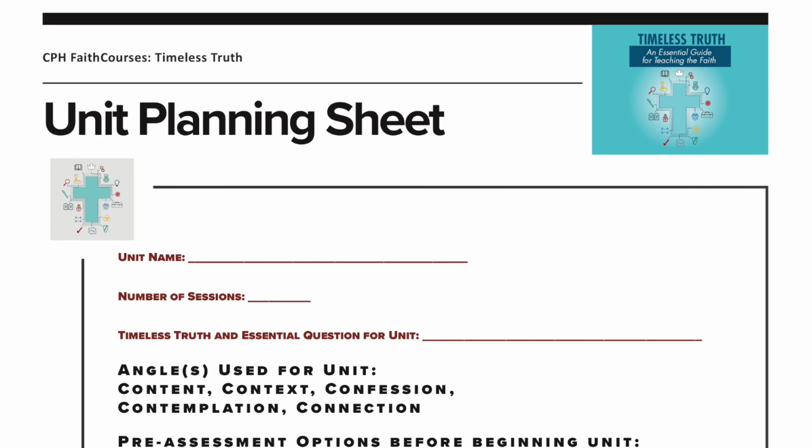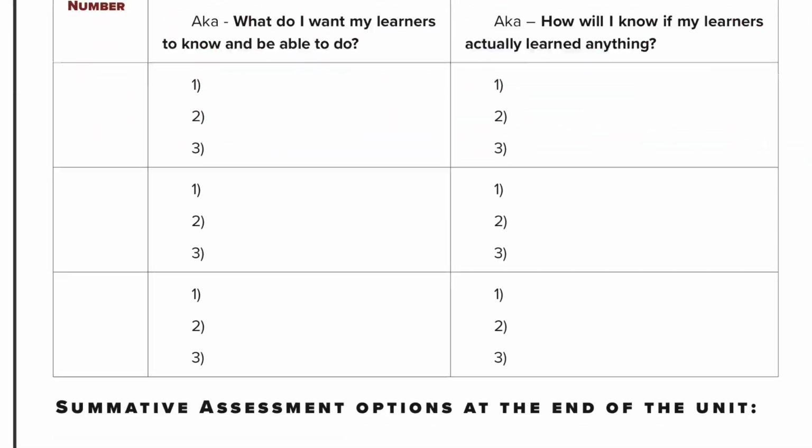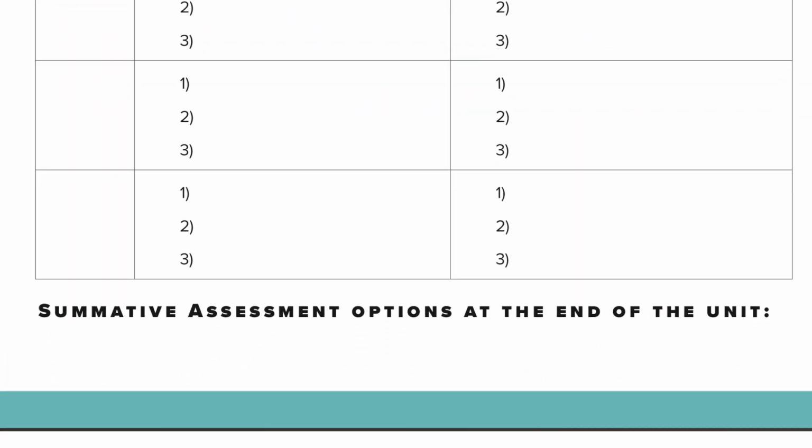At the end of the planning guide, under summative assessments, think about how your learners might be able to demonstrate what they learned at the very end of the unit. Again, this doesn't have to be a test. Think about what they could do to show you, themselves, or each other what they've learned. It could be a paper, an email, or just sharing with a member of a small group.